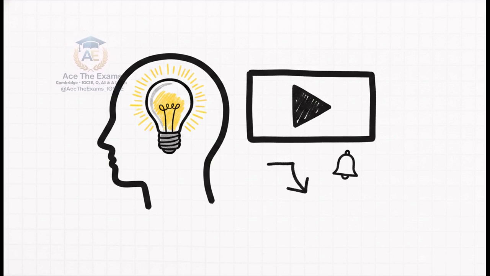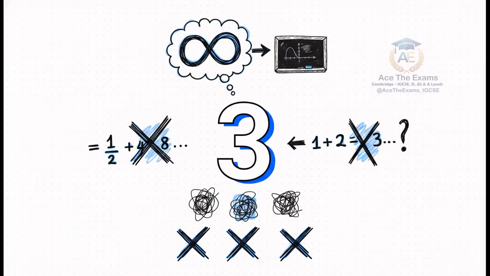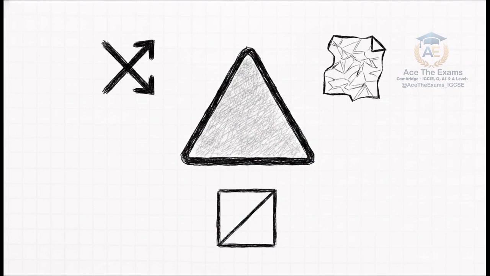Let's jump into Section 4, Examiner Alerts. We are pulling back the curtain on the actual Cambridge Principal Examiner reports. This is the ultimate cheat code because year after year, examiners report that there are exactly 3 critical mistakes candidates repeatedly make. Let's make absolutely sure you aren't falling into these traps. Here are the 3 massive red flags straight from the examiner's desks.